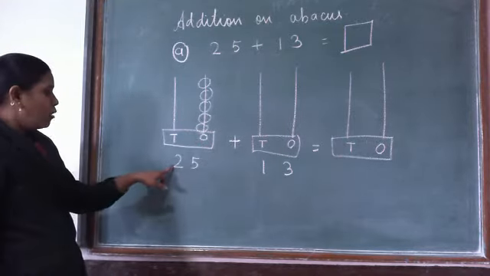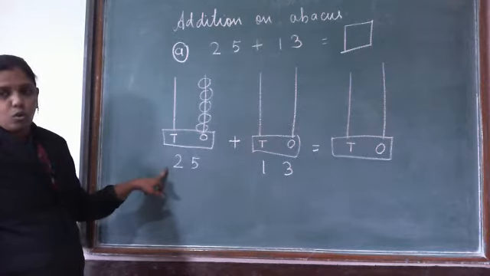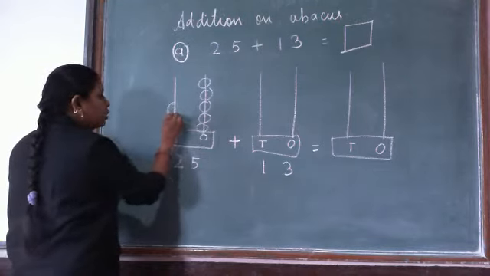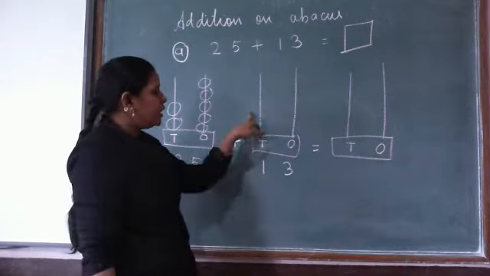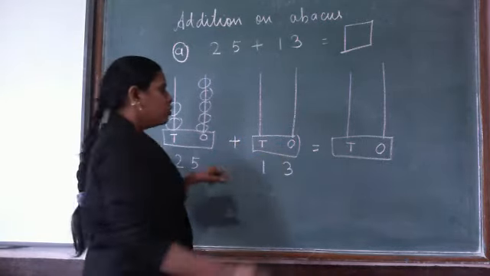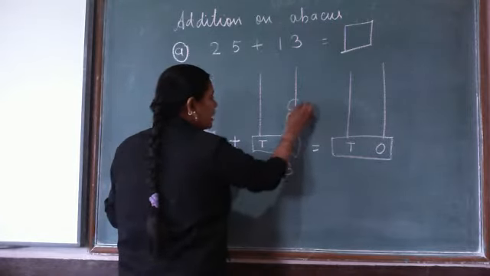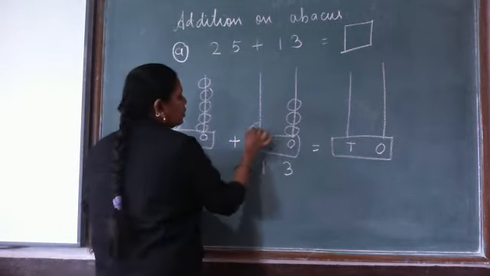5 beads. What is the number at tens place? The number at tens place is 2, so only 2 beads. Understood? In the same way we put beads here also. The number at ones place here is 3, so we make 3 beads: 1, 2 and 3. The number at tens place is 1, so make only 1 bead.